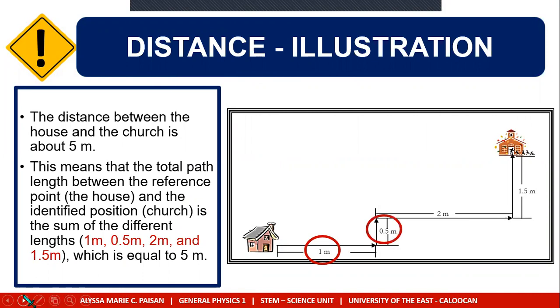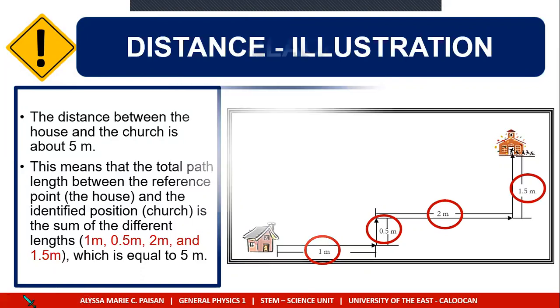Tapos liliko ka on a street that has a length of 0.5 meters and then you still have to go to another direction which has a length of 2 meters, so that's another street, and then you have to go to another street which is 1.5 meters. To get the total distance that you traveled, you just need to add together the 1, the 0.5, 2, and the 1.5. Therefore, the distance would be 5 meters. So in solving distance, you just have to add all the magnitudes because we do not consider the signs here. Mag-add ka lang ng mag-add.